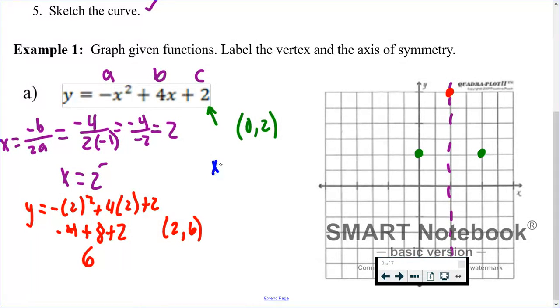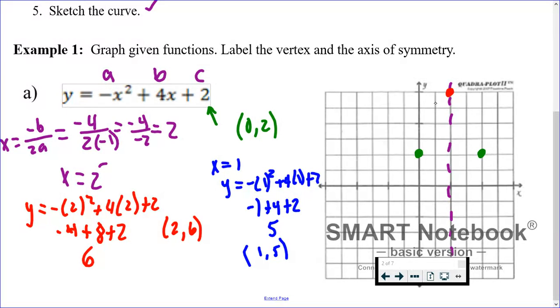So when x equals 1, I'm going to substitute 1 into the function. Just do the same thing I did in that other step, and evaluate. 1 squared is 1, multiplied by a negative 1 makes it negative 1. 4 times 1 is 4, plus 2. Negative 1 plus 4 is 3, plus 2 is 5. So your ordered pair is 1, 5.